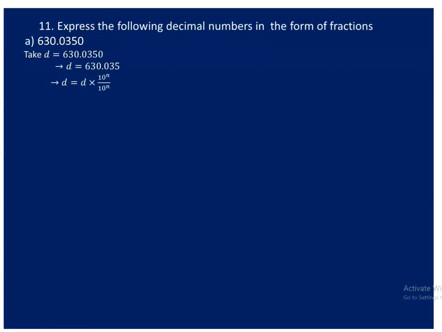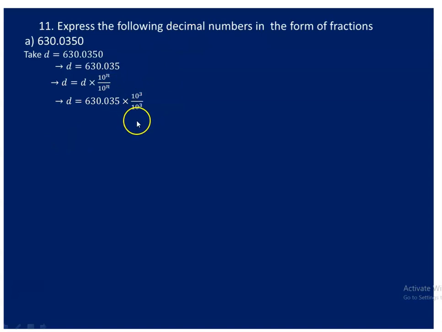Now proceeding to the next, this is the formula that I'm going to explain to you. In order to change a decimal number d to a over b form, what you need to do is multiply the given d by 10 to the power of n over 10 to the power of n, where n represents the number of digits after the decimal. For instance, in this example, how many digits do we have after the decimal? Count, please. 1, 2, 3. So we can multiply this by 10 to the power of 3 over 10 to the power of 3. So let's proceed right away. This is going to be 630.035 times 10 to the power of 3 over 10 to the power of 3, because n is 3.